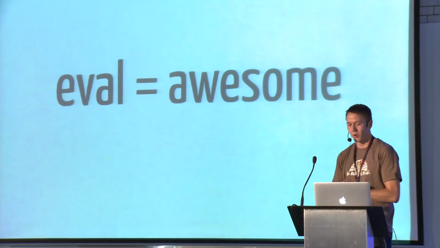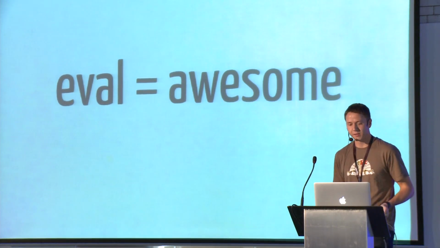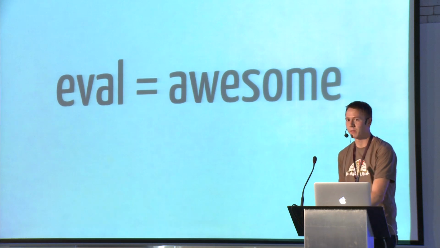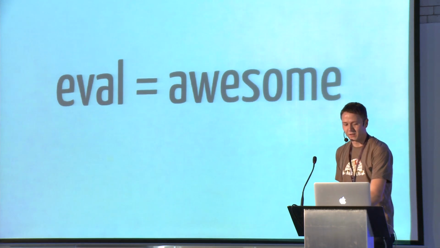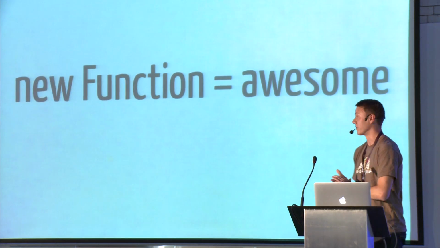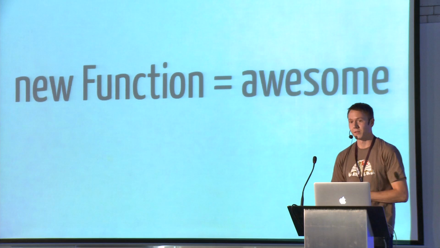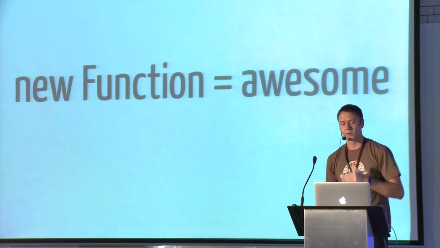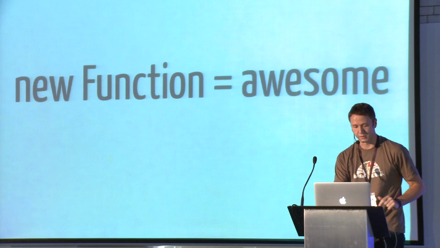Actually, I talked to Eric Corey, one of the previous V8 engineers, about this, and he told me he's not friends with me anymore if I put it on my slide. So I have to change it a little bit. Eval is not awesome, but eval's twin, new Function, is awesome. That guy you can use. The difference being eval has access to the surrounding scope, while new Function does not.